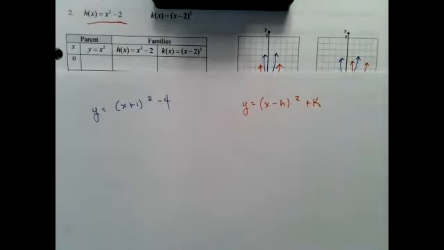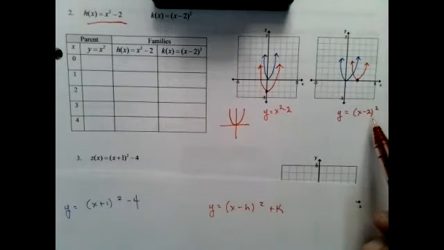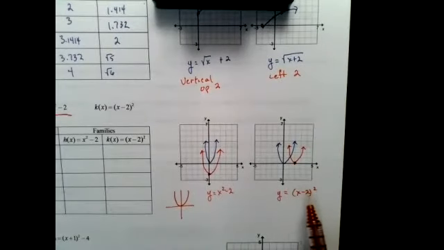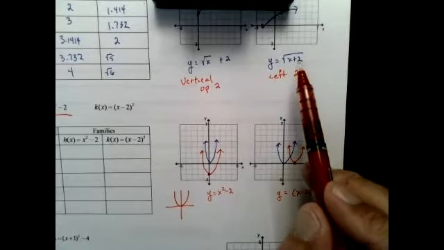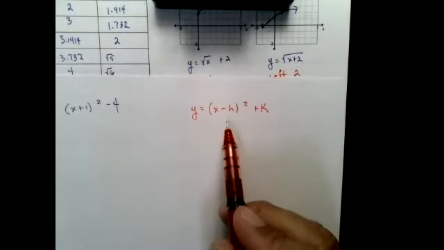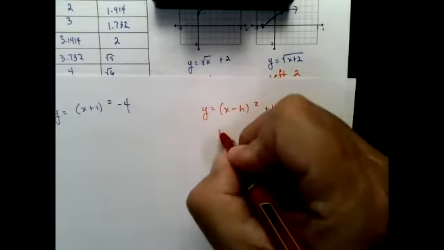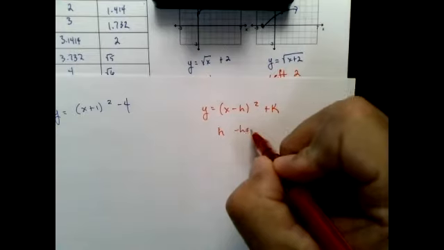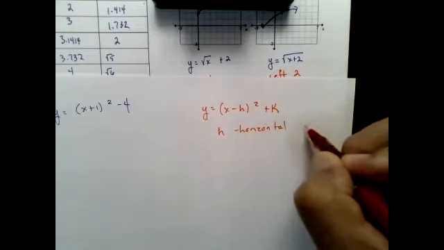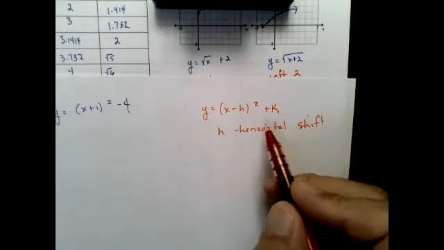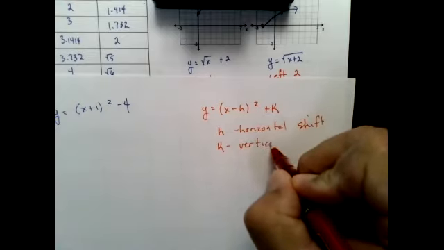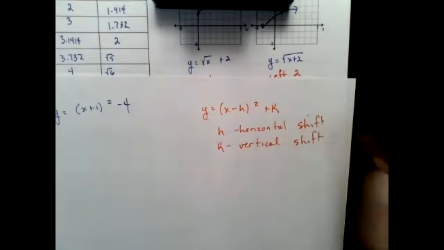And if we really took a look back at those 2 examples, here, when I affected the x first, it moved it right 2. Here, when I affected the x first, it moved it left 2. So when I write it like this, whatever the h is going to be my horizontal shift. Whatever the k was, that number out on the end, that was my vertical shift. Okay.